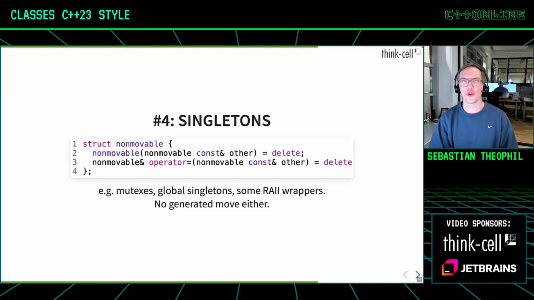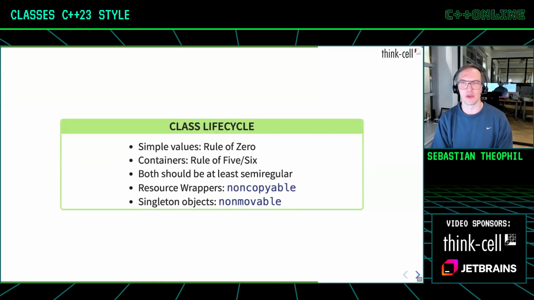So these are the four very common cases of life cycles of objects that we have to implement. For simple values, we use the rule of zero. We don't do anything. For containers, we have to implement everything. The result should be at least a semi-regular type. Then we have move-only resource wrappers, and we have singleton objects. And we can use those little helpers to make their implementation easier.